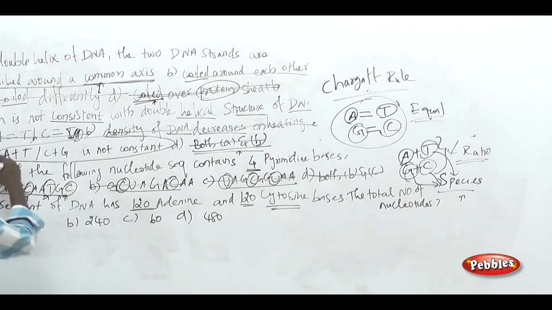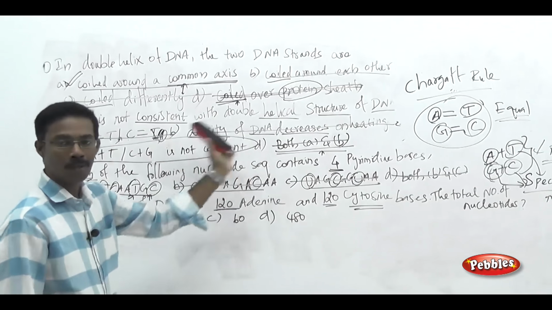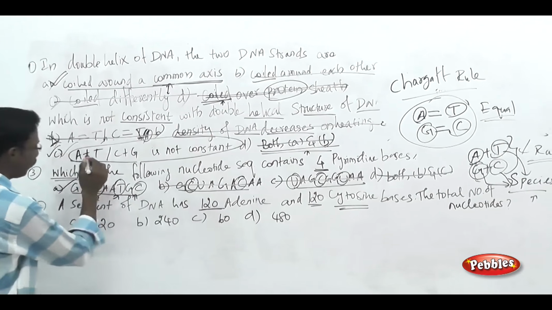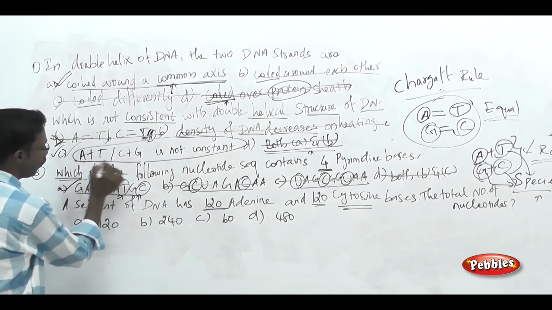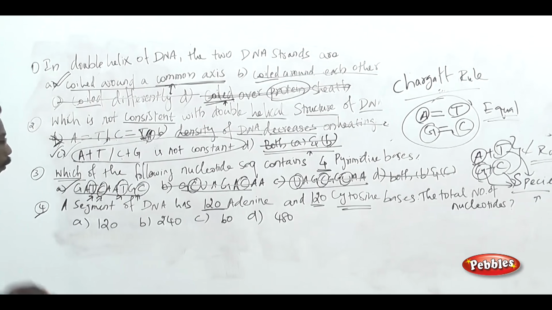Okay, so this is what is explained over here. The ATCG is not constant. That is what you have to remember. That means the number of adenine is not equal to cytosine, and the number of thymine is not equal to guanine. This is what you have to remember.